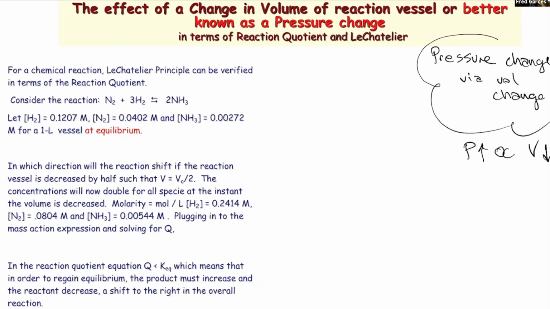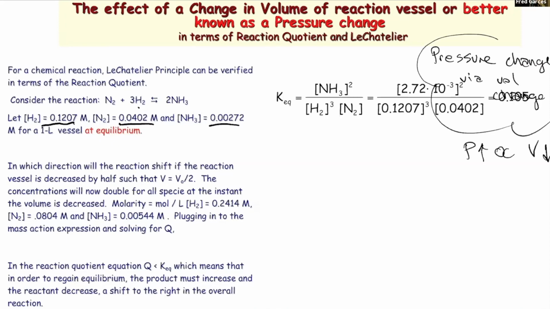But here's really what's going on in terms of equilibrium. Let's take a look at this. We have our reaction again. This is the Haber reaction: nitrogen, hydrogen, and ammonia. And let's say that we have these concentrations at equilibrium: 0.1207 molar hydrogen, 0.0402 molar nitrogen, and 0.00272 molar ammonia at 1 liter. That's the key, at 1 liter.